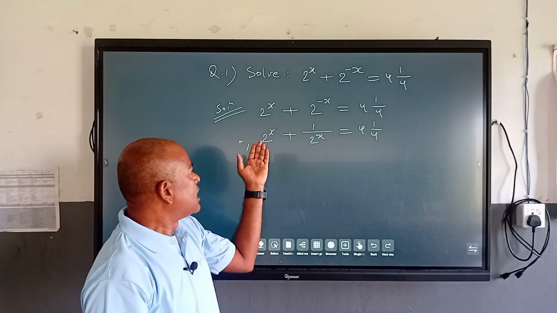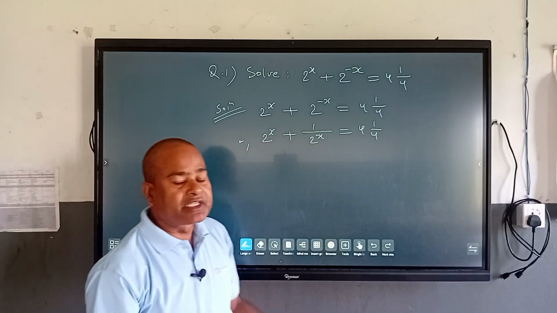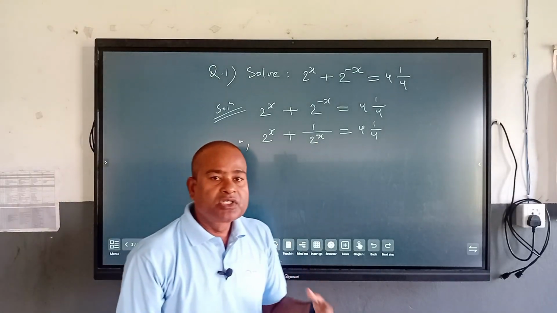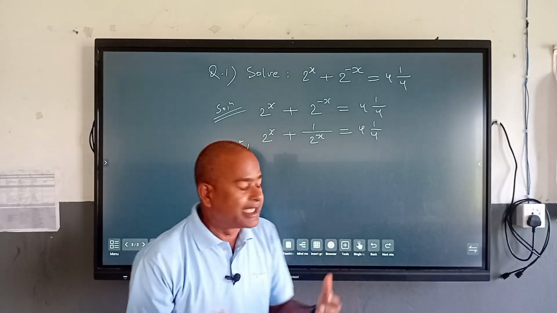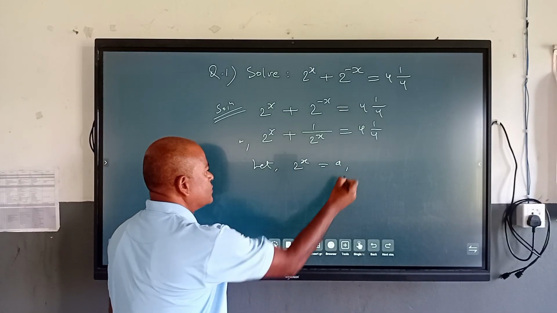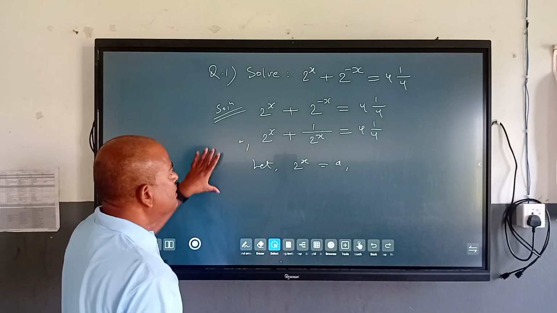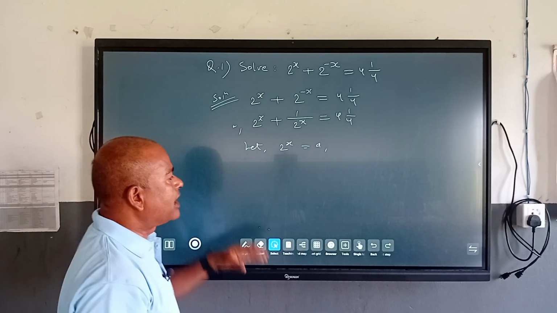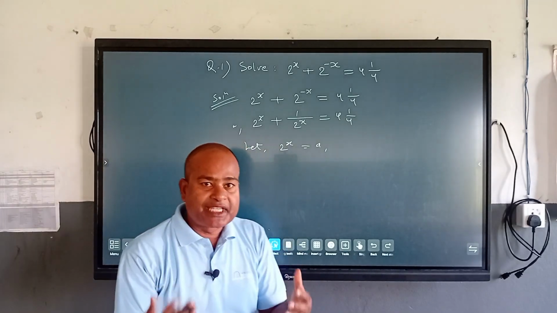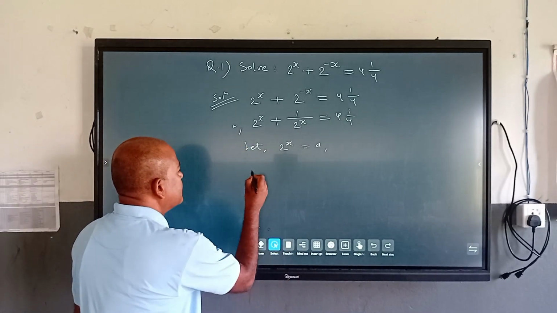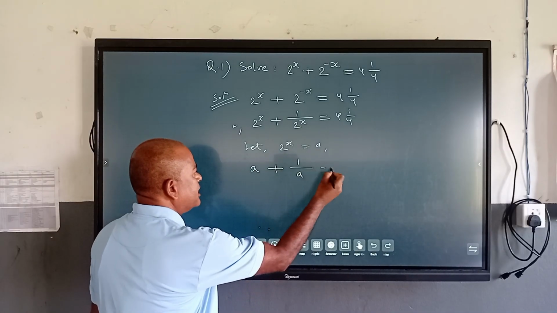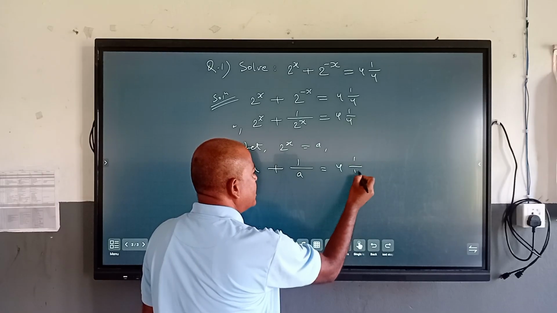Dear students, now in the first term and in the second term, the term 2 power x is repeated twice. So let us suppose 2 power x as a. Let 2 power x equal a. Now after supposing 2 power x equals a, the exponential equation will change in the form of a plus 1 by a equals 4 whole 1 by 4.